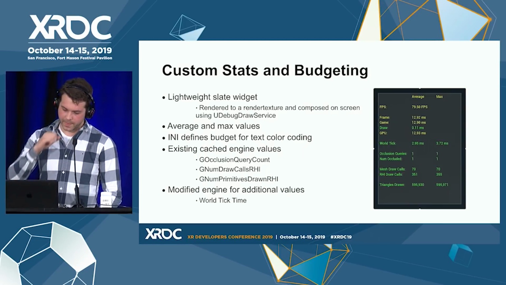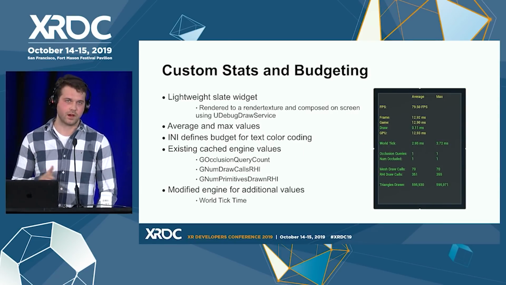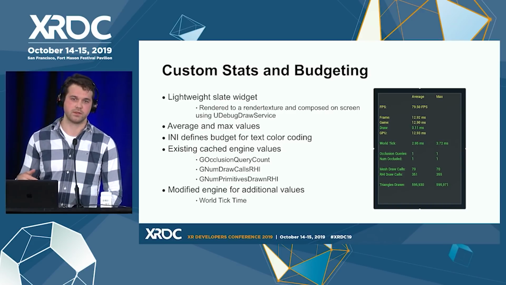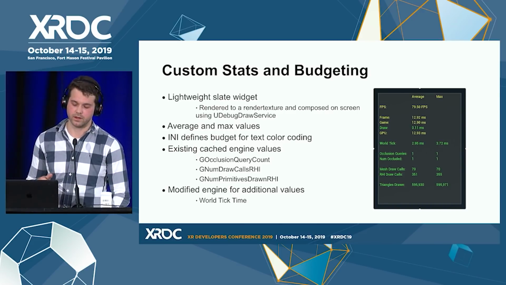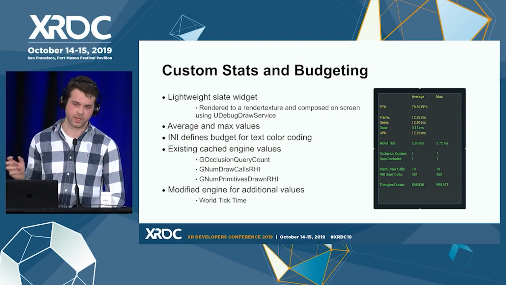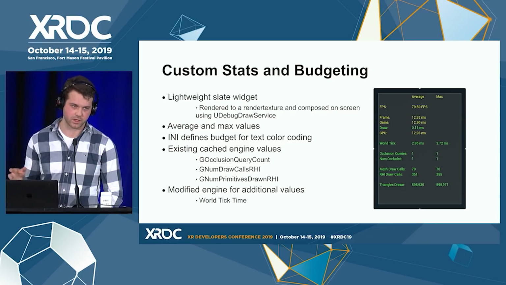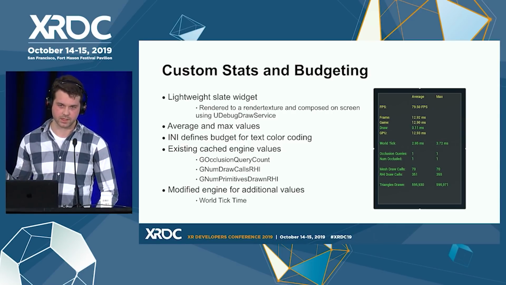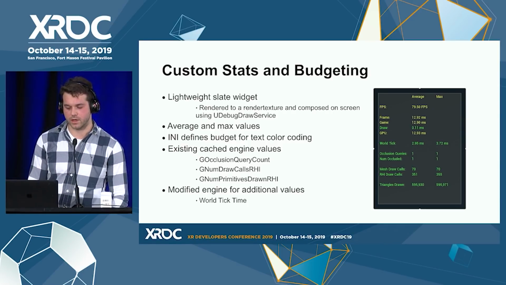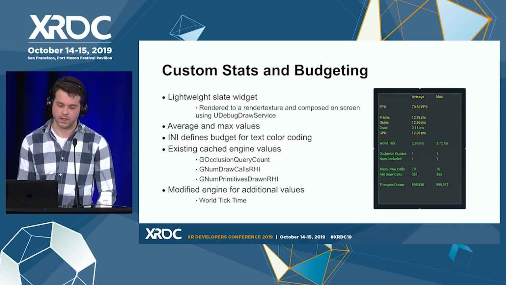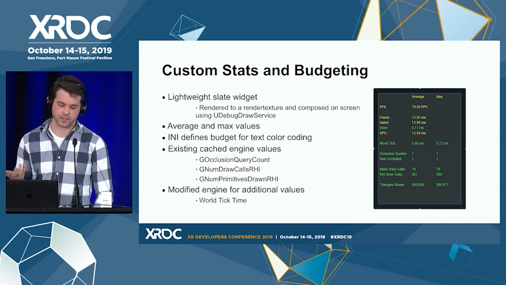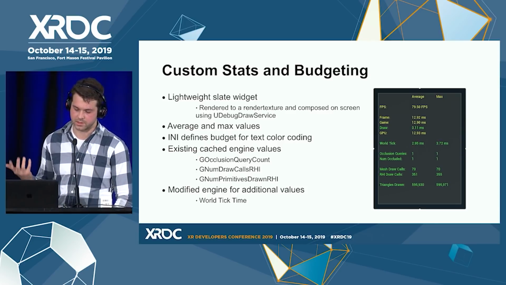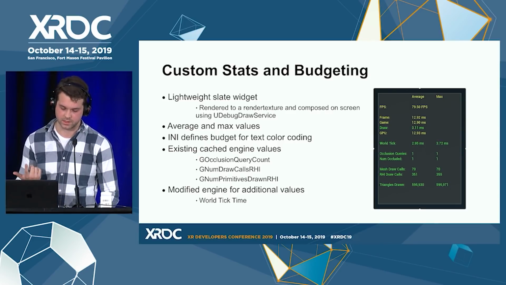As a quick workaround, of course, it's better to use RenderDoc if you really want a deep dive. But it's convenient to be able to just have a glance at your stats, so you can have QA running through all your maps and record any bottlenecks, any hot areas. We created a lightweight Slate widget that has some stats that we decided are useful. It's rendered using Slate, so it doesn't impact performance, and it's composed on the screen using the debug draw service.